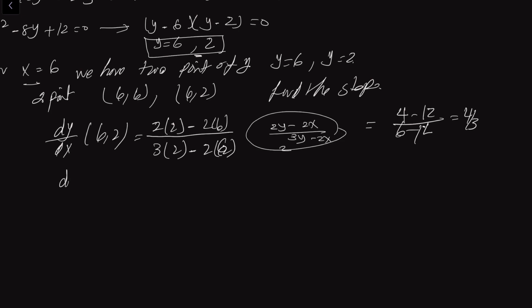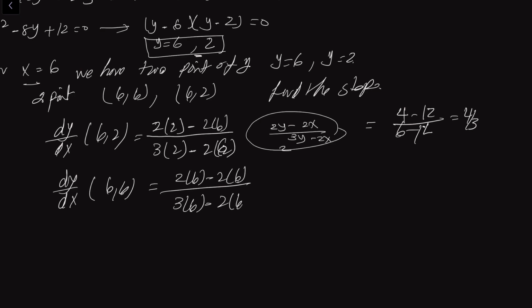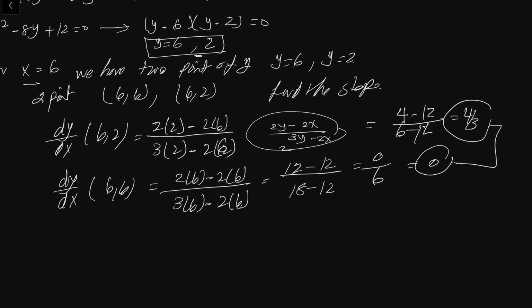Okay, the second one, dy dx, that's 6 and 6. So it will be 2 times 6 minus 2 times 6 over 3 times 6 minus 2 times 6. So 2 times 6, 12 minus 12 over 18 minus 12. So 0 over 6, which is 0. Okay, so we have that 2 value here for that's a slope at 6 and 2. Okay.